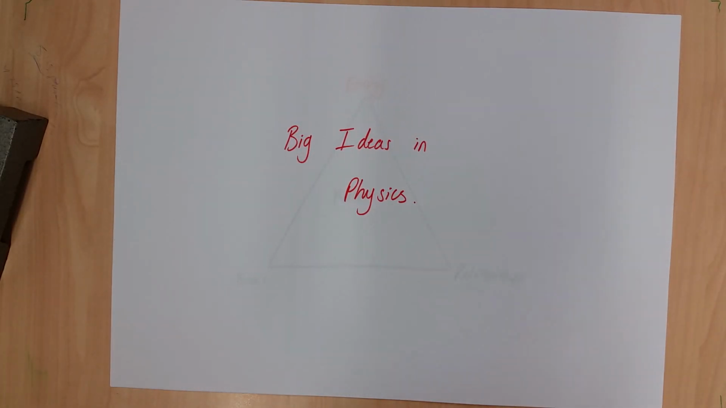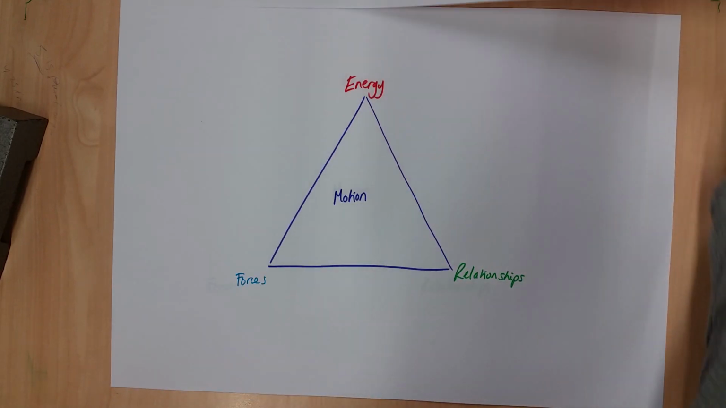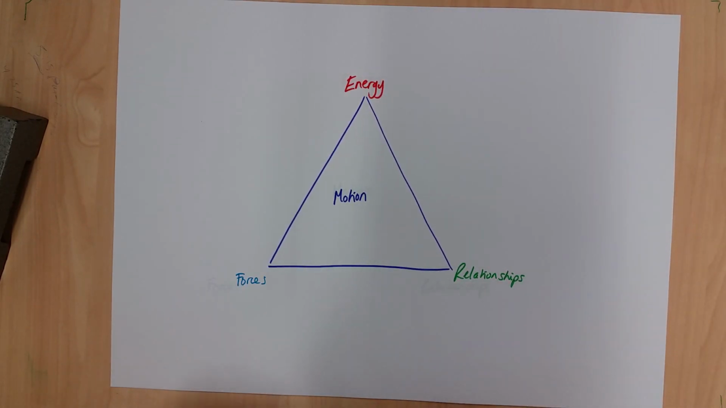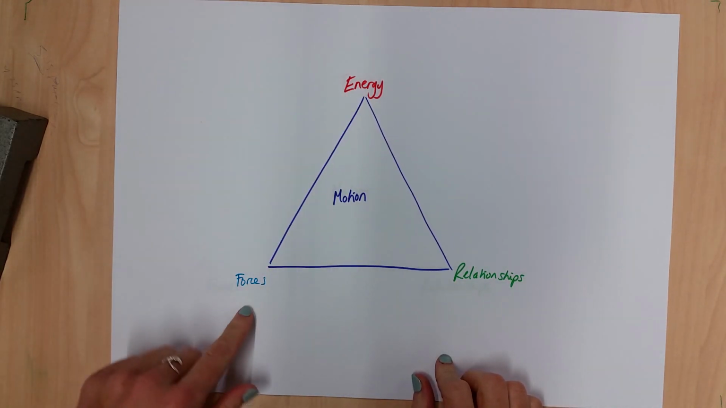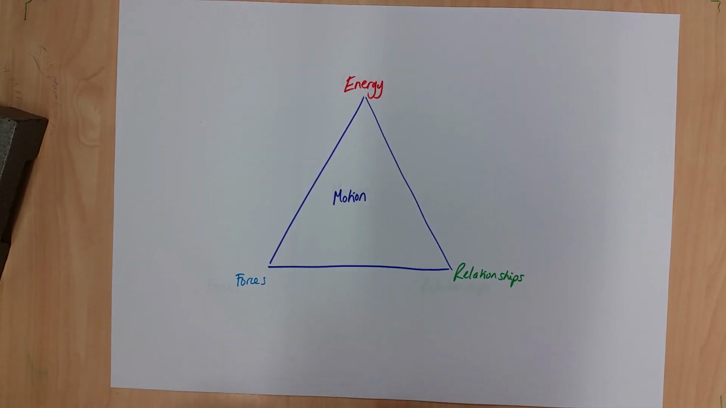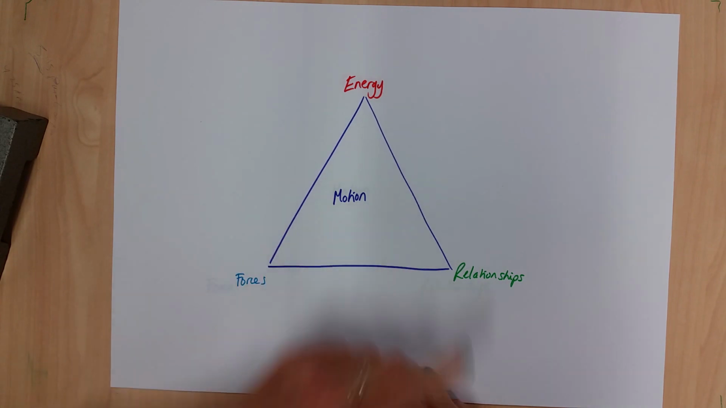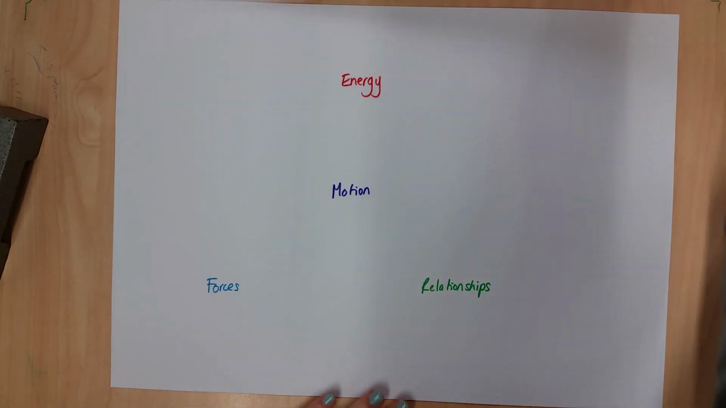Okay, this video is to explain some of the big ideas in physics at level 1. So here's an overview of our big ideas on the triangle, and the main big ideas that we talk about in physics are energy, forces, and looking at relationships between different quantities. And we're going to be looking at motion as a way of investigating those big ideas within physics.